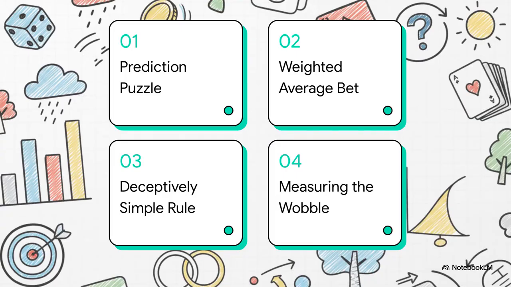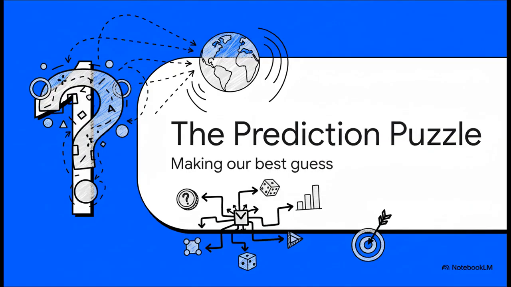So here's our game plan. First, we're going to tackle what I'm calling the prediction puzzle. Then we'll get into this idea of the weighted average bet. After that, we'll uncover a rule that is so simple it's almost deceptive in its power. And finally, we'll learn how to measure the wobble in our predictions. Okay, let's jump right in.